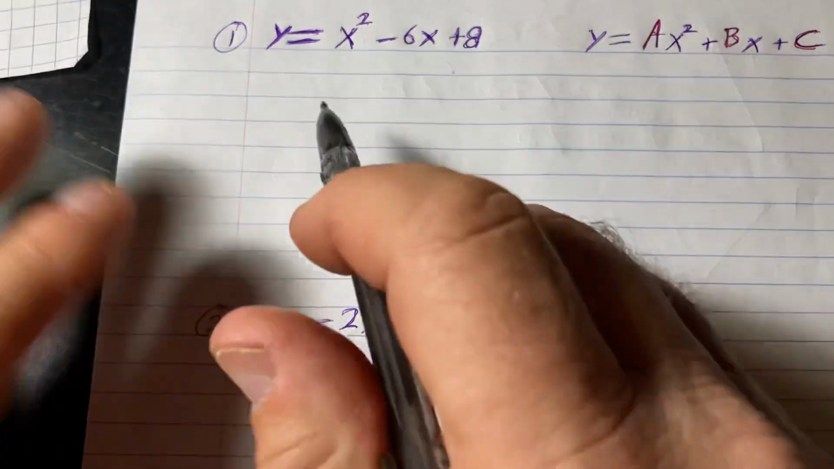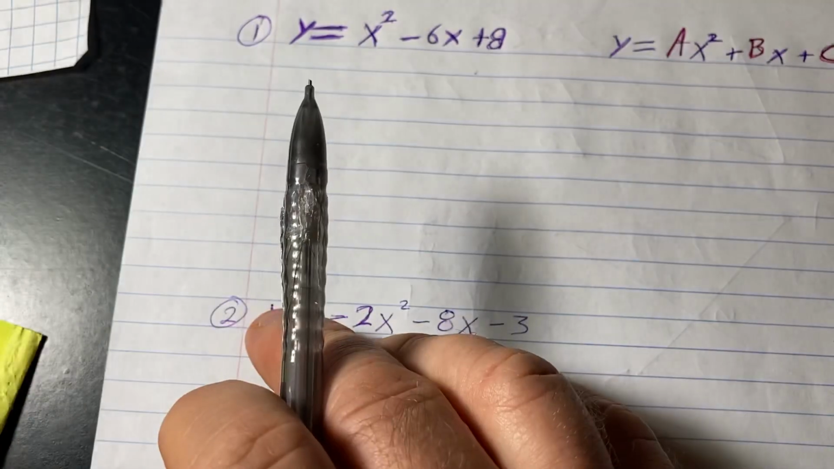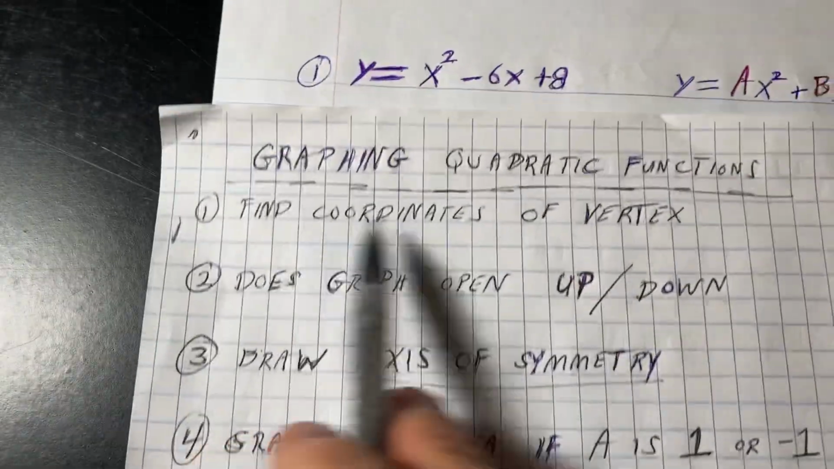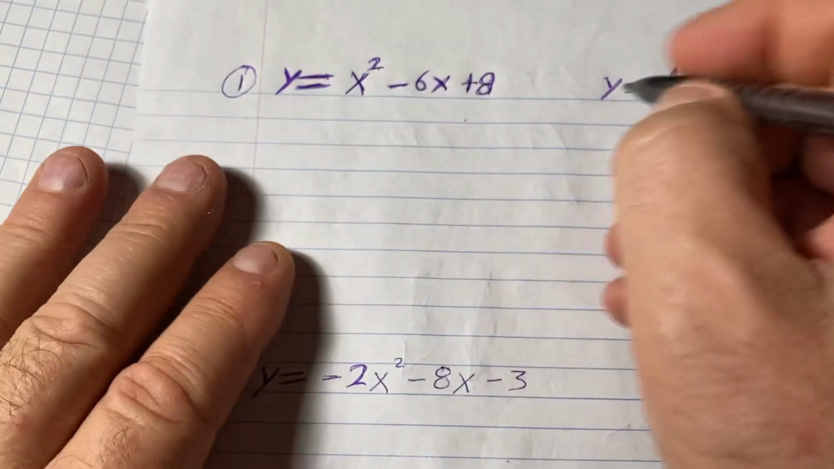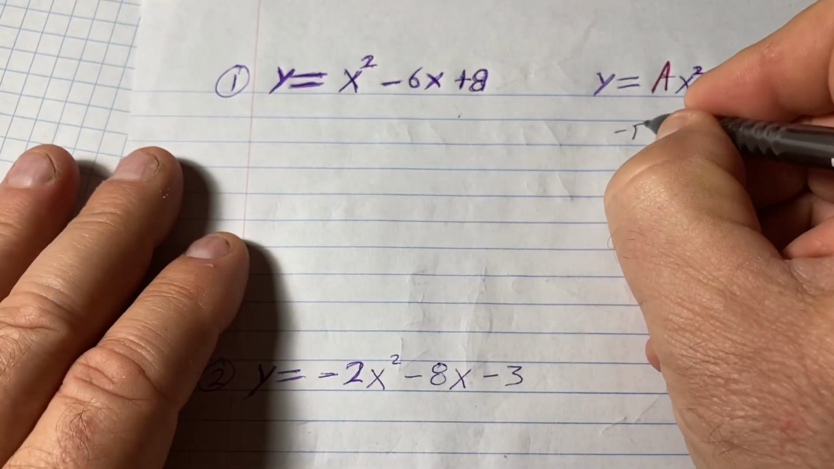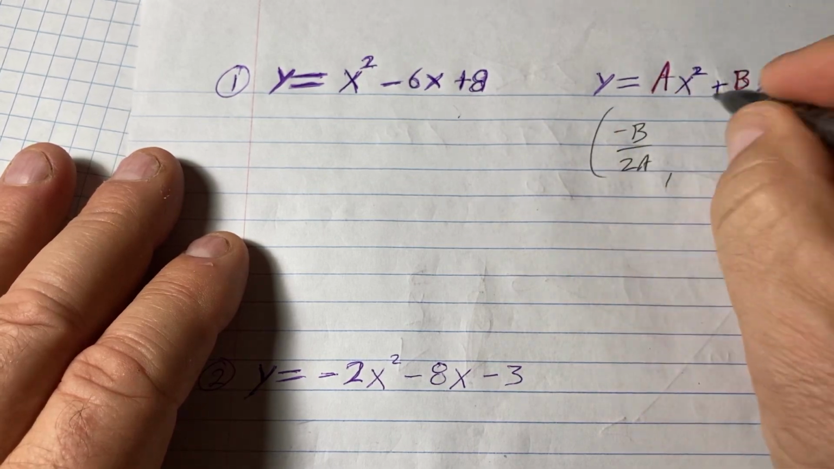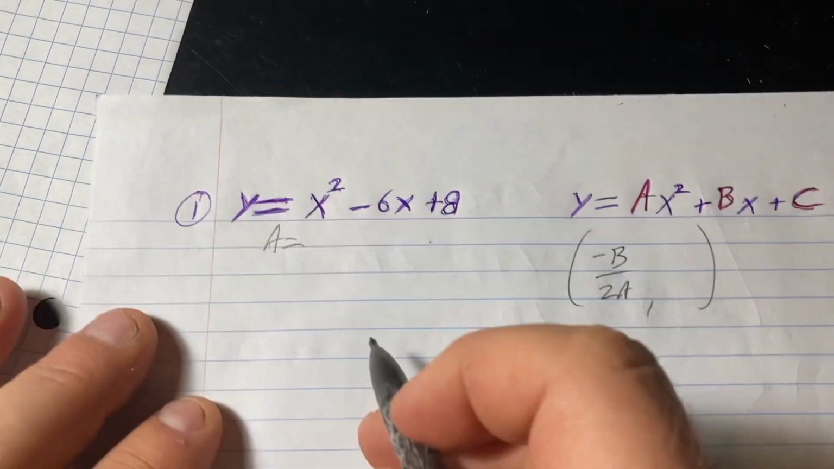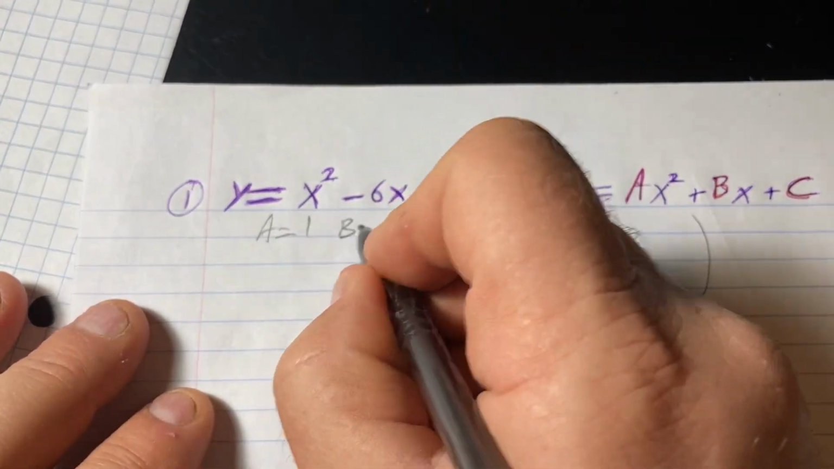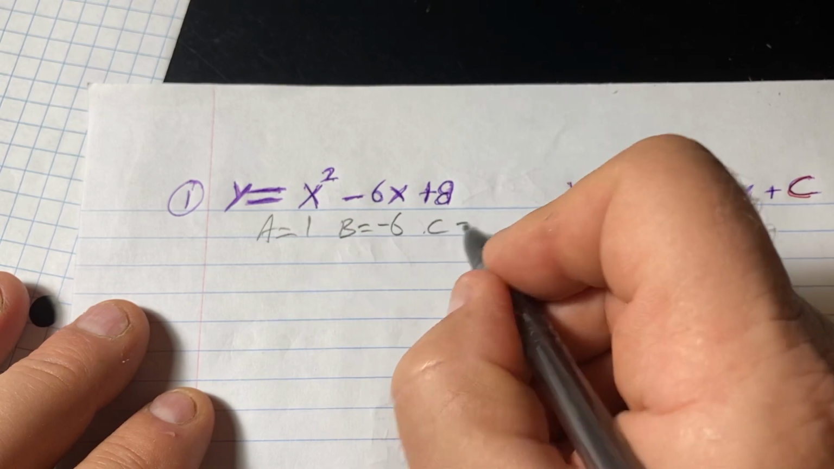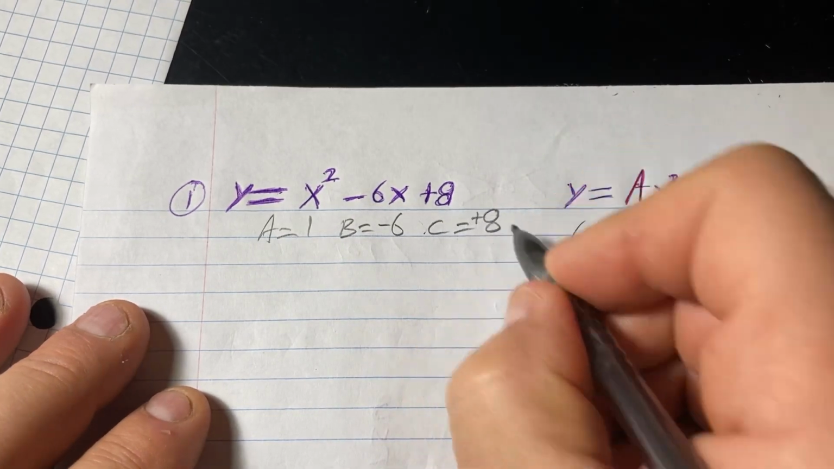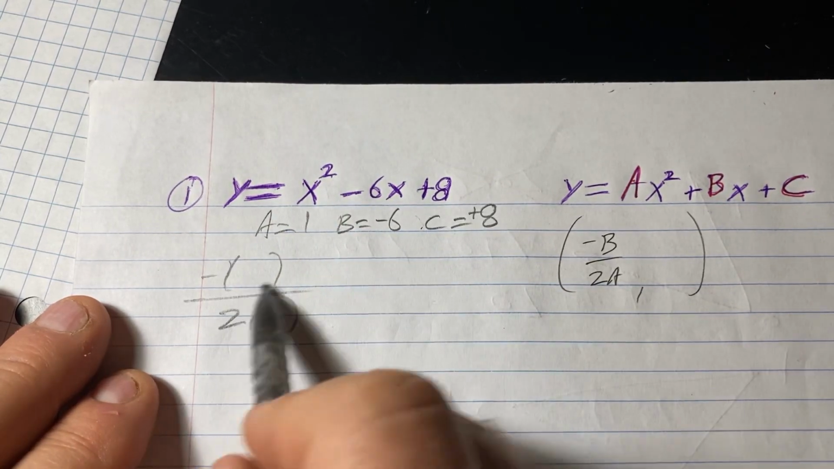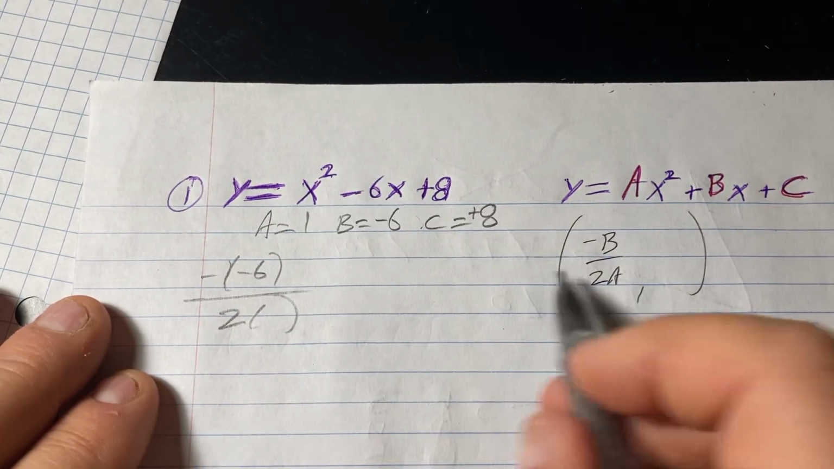Okay. So, what are we going to do? Find the coordinates of the vertex. Vertex, again, is -b over 2a. So my value of a is 1, the value of b is -6, and the value of c is +8. So -b over 2 times a. b is -6, a is 1.